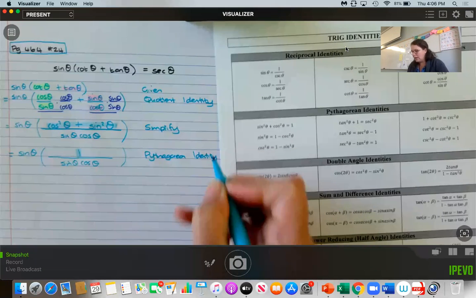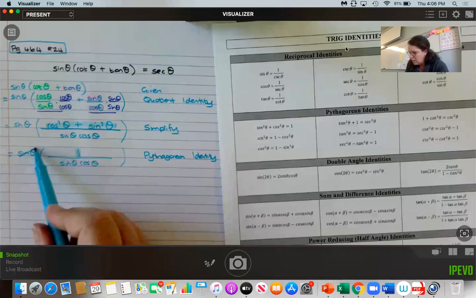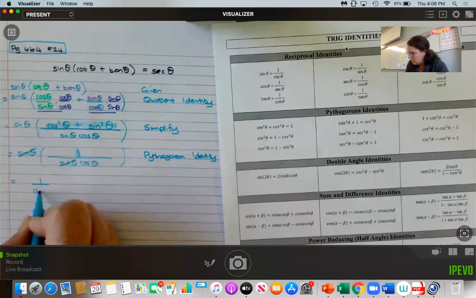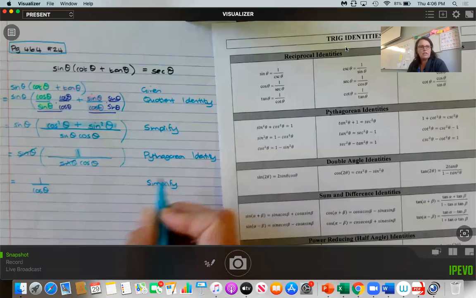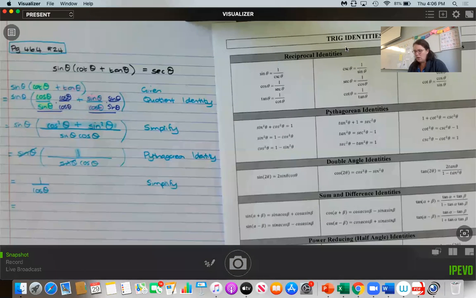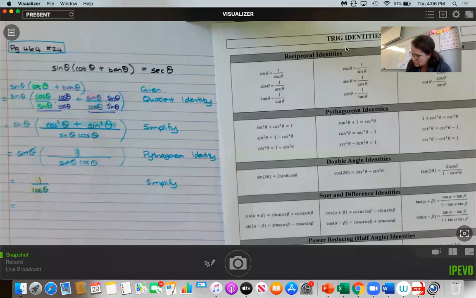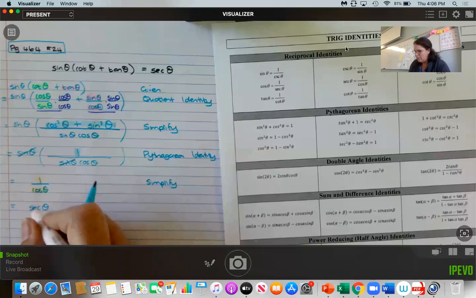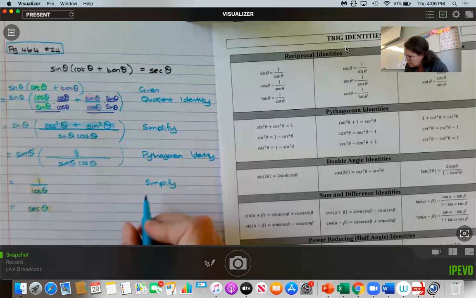Now I can try and simplify some more. Those two sines can cancel, and I'm going to be left with 1 over cosine. My reason for that, again, is that all I did was simplify. Now, I know that 1 over cosine, if I look at my reciprocal identities, is equivalent to secant theta. To go from this step to the next one, I use my reciprocal identity.